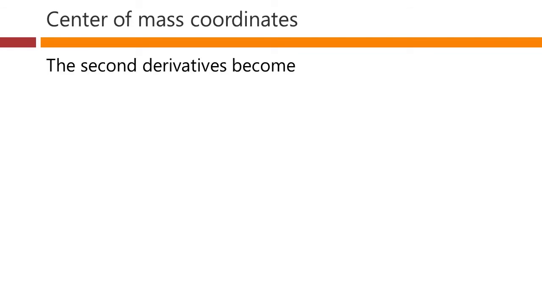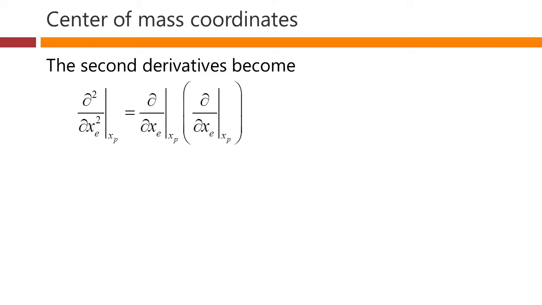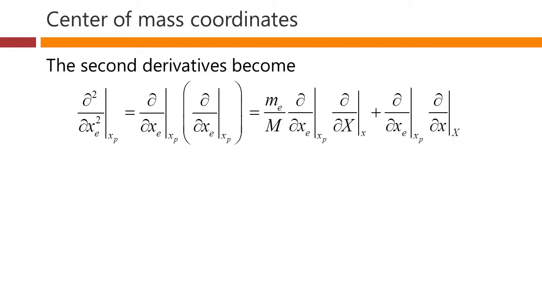The second derivatives are just a bit more complicated. We have to do the same thing again. And if we work through that, of course, d2 by dxe squared at xp held constant is, by definition, d by dxe at xp held constant of d by dxe at xp held constant. And that, of course, we know what that is. We just worked that out. So we do the derivative again here, and the result of that is all of this expression over here.